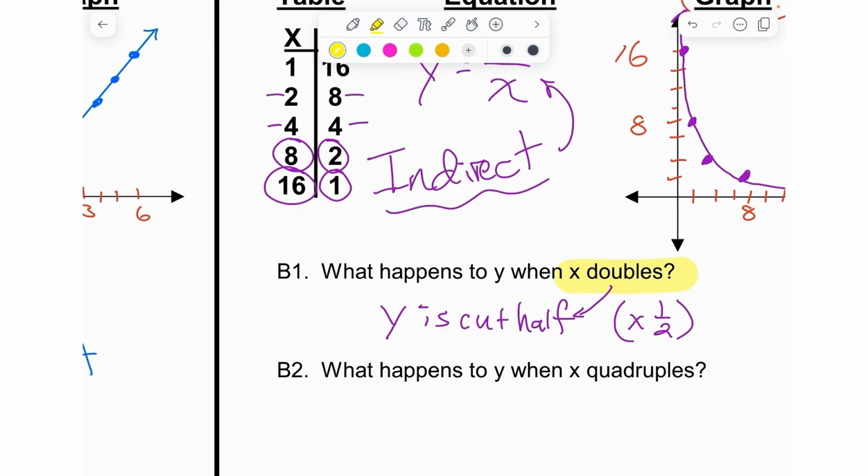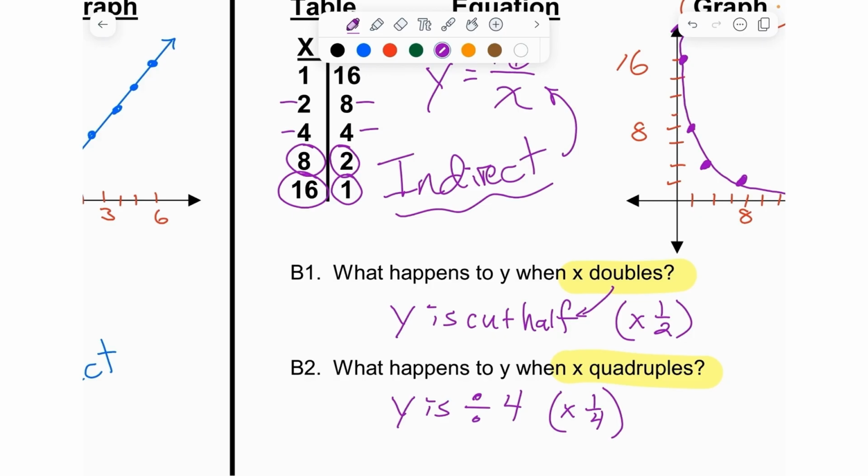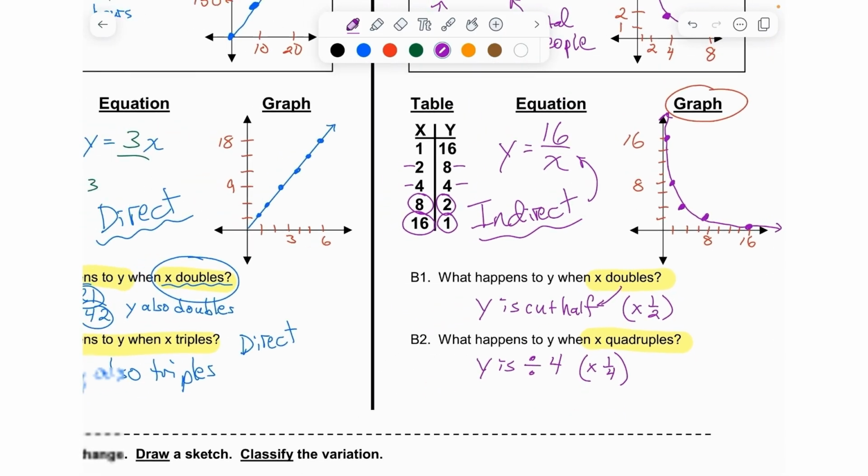What about quadrupling? If something quadruples, how's it changing? Yeah, it's getting multiplied by 4. Does that mean that y is going to be divided by 4? Yeah. It's basically going to get multiplied by a 4th, which is the same as dividing by 4. It's an indirect, it's an inverse variation.